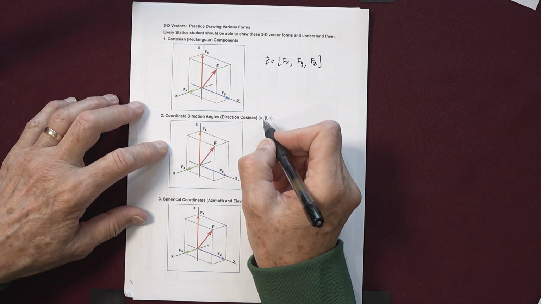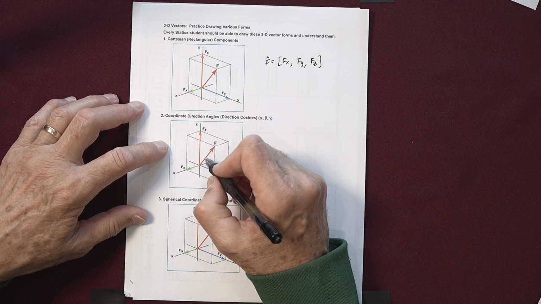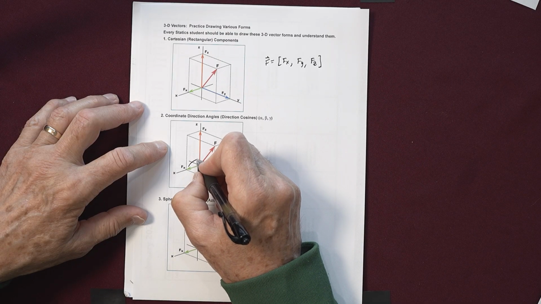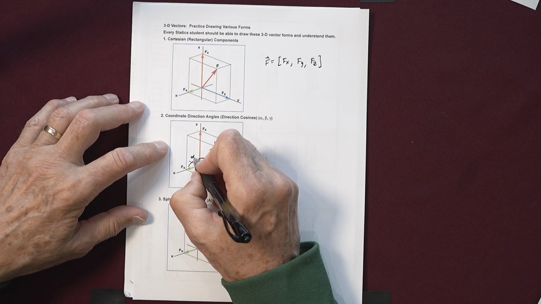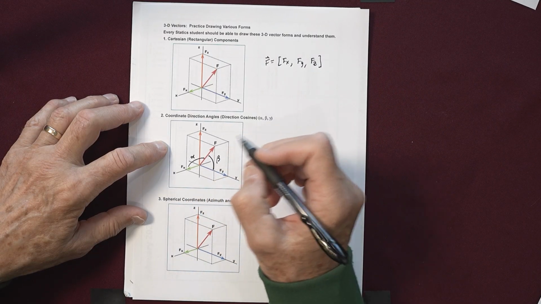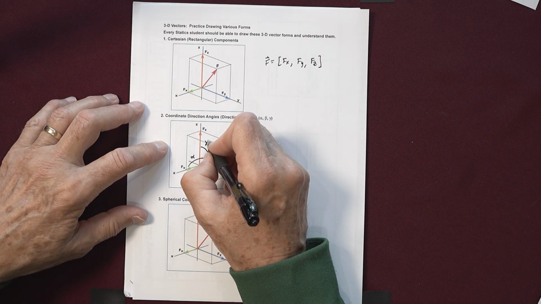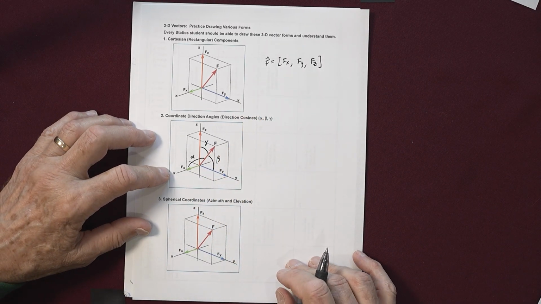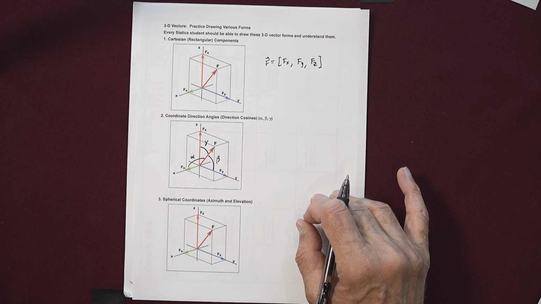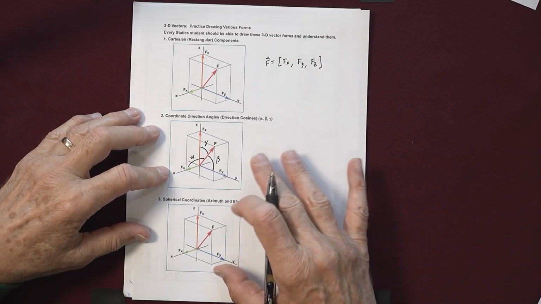Coordinate direction angles are where the angles are measured directly from the x, y, and z axes to the f. And so from the x-axis to f is alpha. From the y-axis to f is beta. And from the z-axis to f is gamma. This page is in your notes. It's on the OneDrive. It's also on the course webpage for you to practice drawing these.